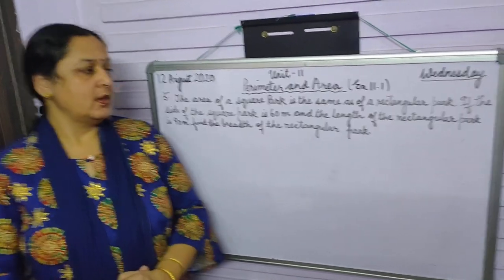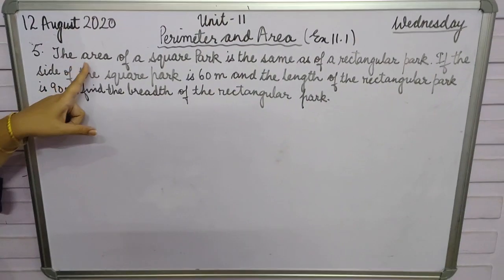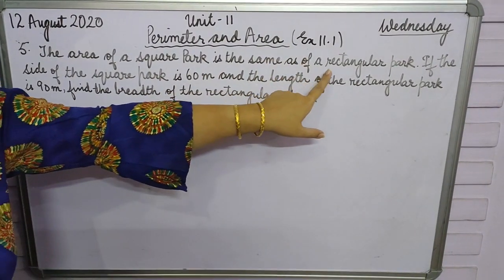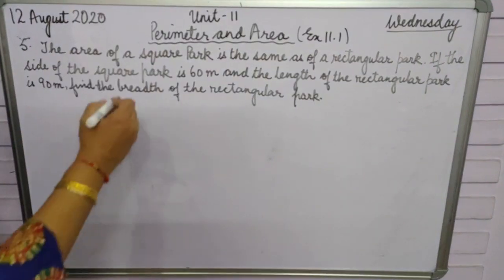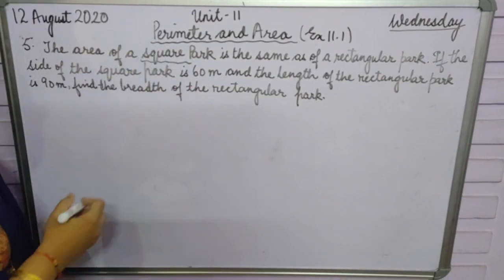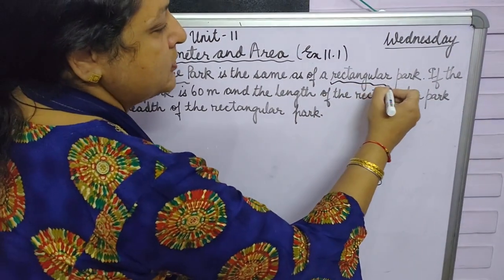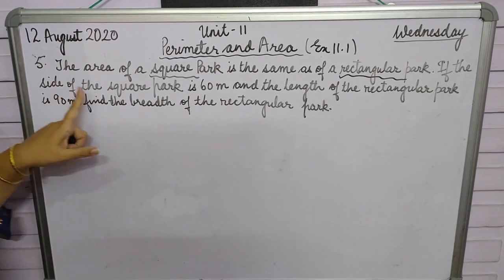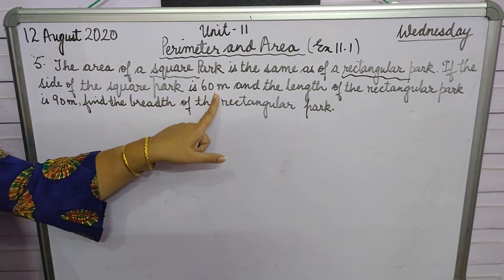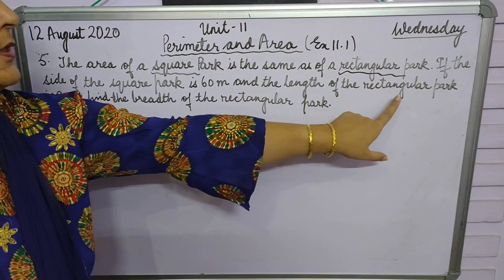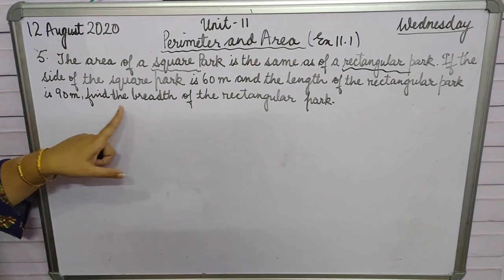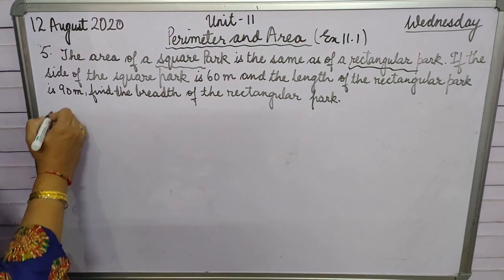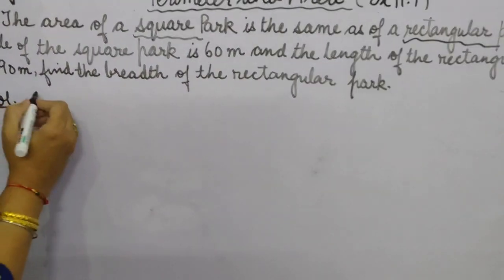So here we go. Question number 5: the area of a square park is the same as that of a rectangular park. So we are given two parks here. One is in the shape of a square and another is in the shape of a rectangle, and they have the same area. If the side of the square park is 60 meters and the length of the rectangular park is 90 meters, find the breadth of the rectangular park. Now, let us start the solution.